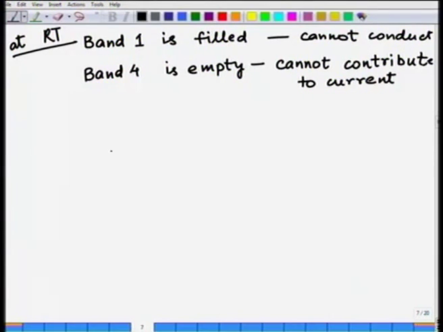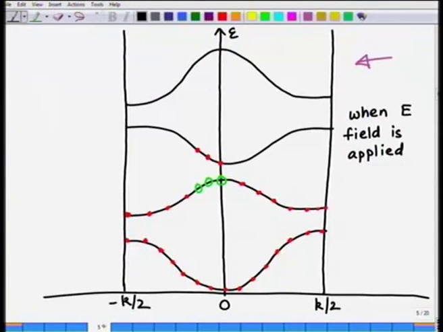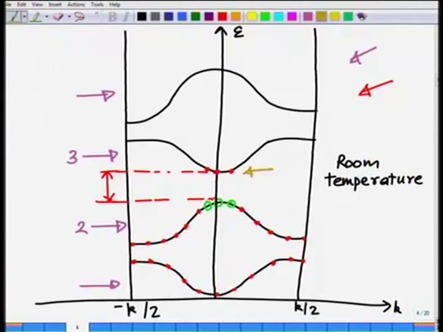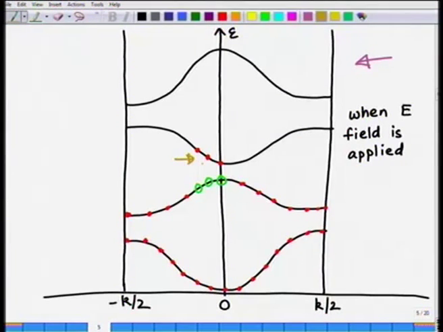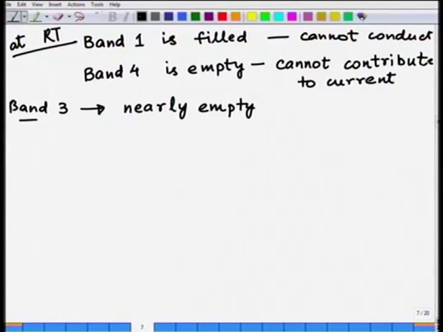Let's say a nearly empty band. Let's look at band number 3. Its characteristic is nearly empty, but not completely empty. Band number 3 has some electrons right here, right here. In this case, band number 3 now has some electrons. It's mostly empty, but it has few electrons. If that's the case, then what happens?